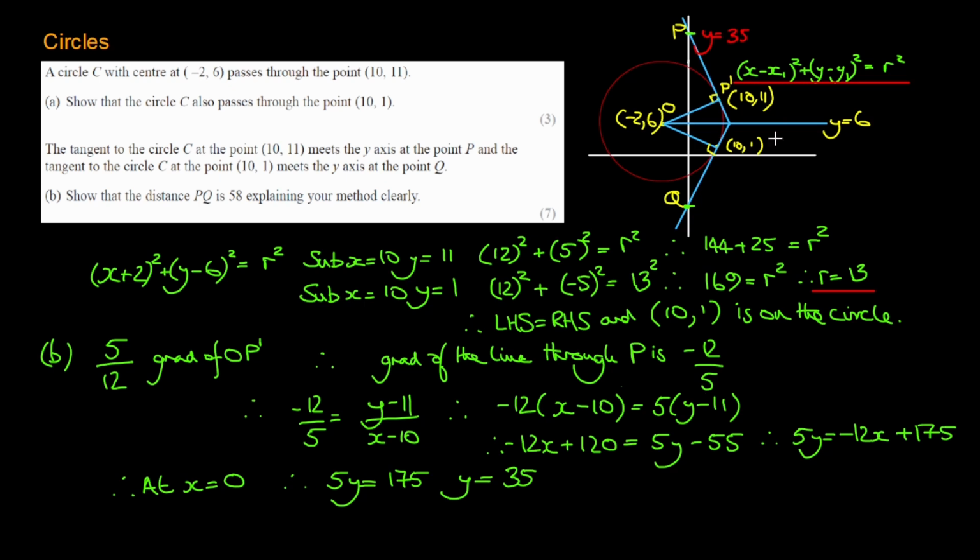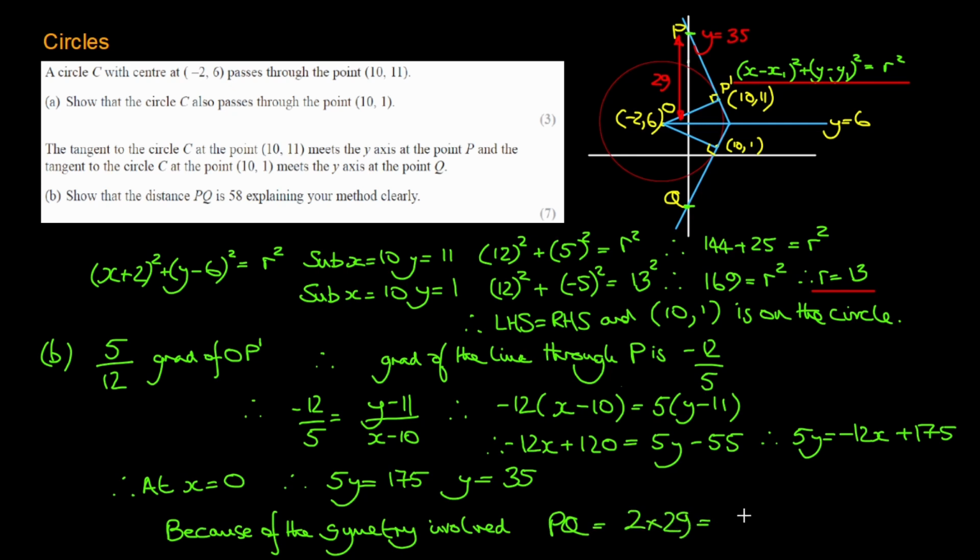Now, because of the symmetry of our tangents that we found from one of the circle theorems, because we've got a kite forming here, the distance between 35 and 6 is 29, which means that the distance between y equals 6 and the point Q must also be 29. So I can say PQ must equal 2 times 29, which is equal to 58. And that's proved as required. And there's your answer.